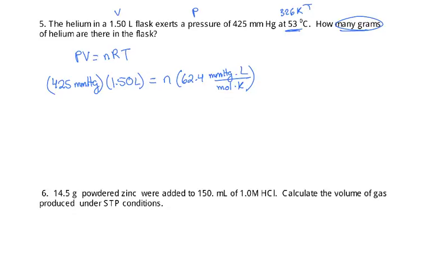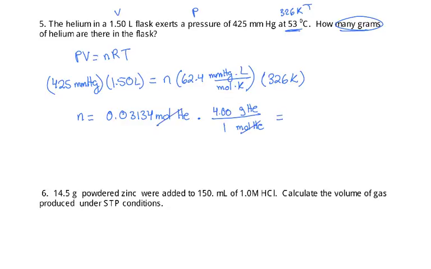So that's our R. And then temperature is 326 Kelvin. We're going to solve for N. So N is 0.03134 moles. And in this case, this is for helium. The question asks you for grams, so we're just going to convert the moles to grams. So put moles of helium on the bottom so it cancels, grams of helium on top. To compare between moles and grams, I use the molar mass, so 1 mole of helium is 4.00 grams. And so that is equal to 0.125 grams of helium.